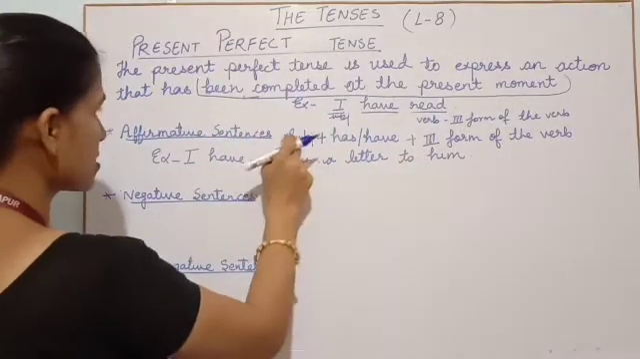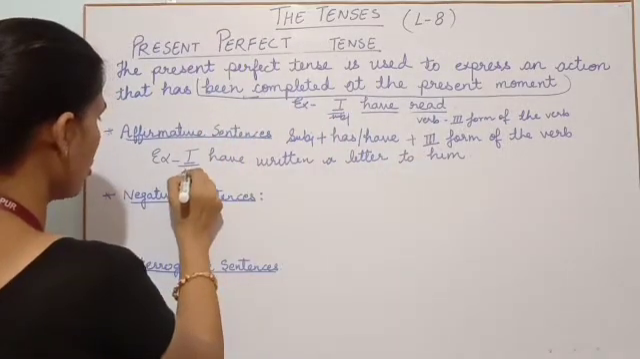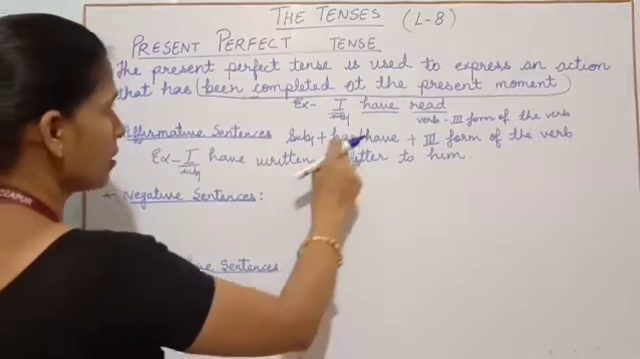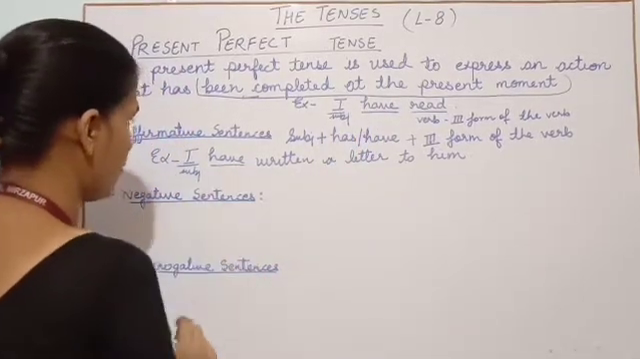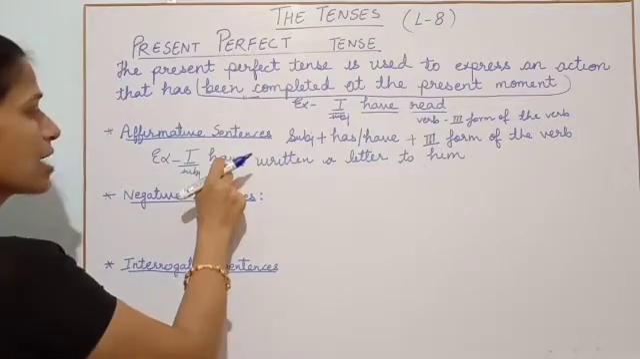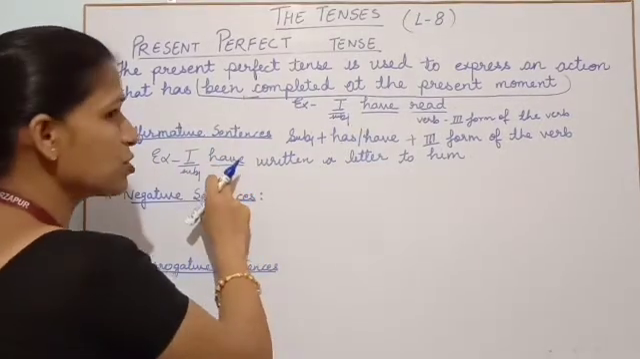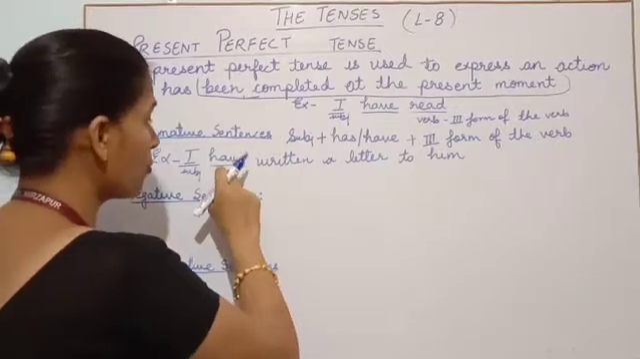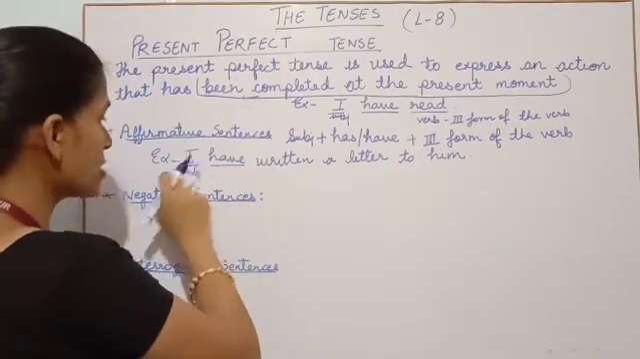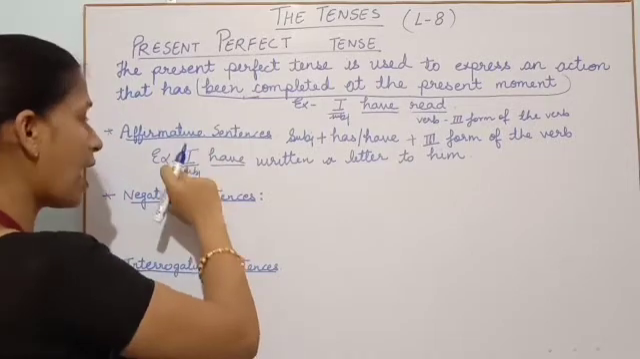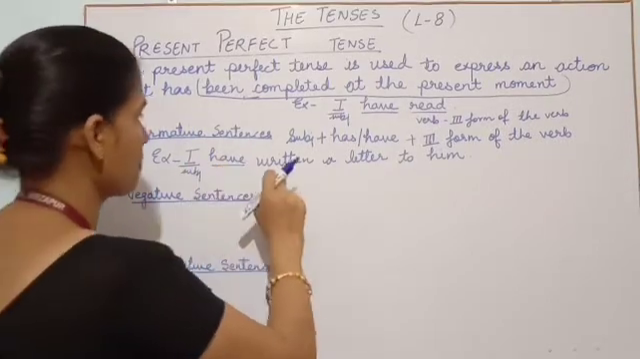Let's fix these things. Subject. I is your subject. Then has and have as auxiliary or helping verbs. Have, I have. Since it is I, we will use have. Have is used for plural subjects, but with I, we go with have.